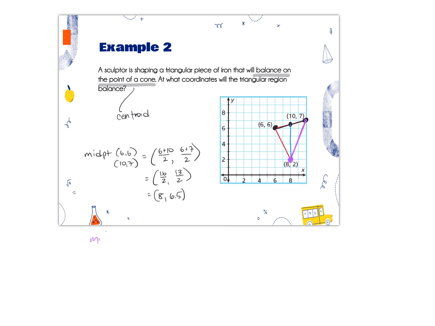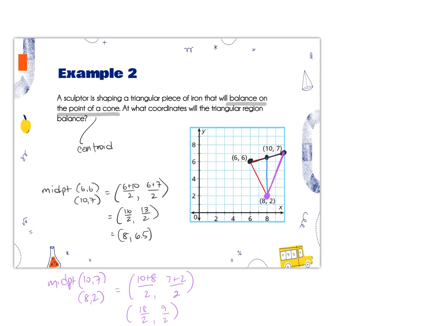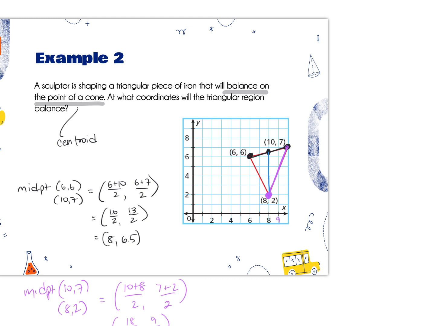And I'm going to find the midpoint from the ordered pair 10, 7 and 8, 2 of that purple segment. Again, the midpoint is the average of my x's and the average of my y's. So 18 over 2 is 9, and 9 over 2 is 4.5. So I know the midpoint of this purple segment is at 9 and 4.5. So 9 is here, and 1, 2, 3, 4.5. Right there is the midpoint. And so I'm going to go from here to there.